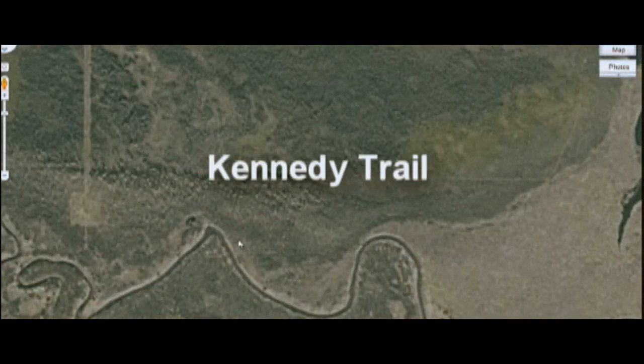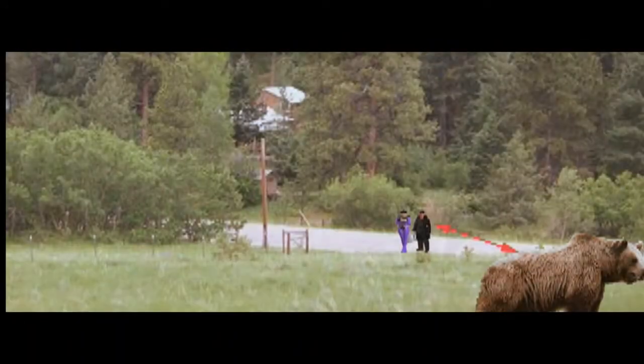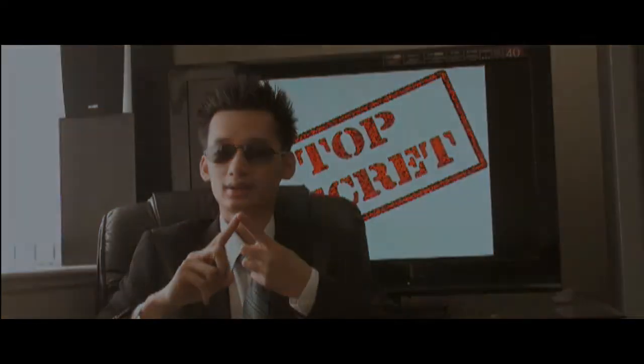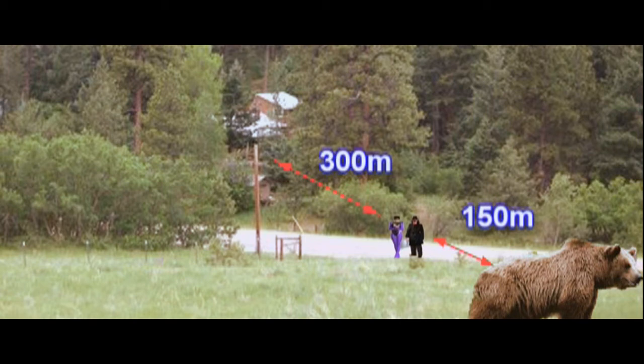Yesterday, at 1300 hours, we received a distress call from our two missing agents. Our two missing agents were on a secret mission in the Kennedy Trail when they spotted a bear staring at them 150 meters away. Now, stricken with fear, our agents only had 2 choices to make. Option 1, run away from the bear and hope that they can get to the nearest cabin, which is 300 meters away. Or option 2, play dead and hope that the bear will leave you alone. At this moment in time, we are unsure of which option our agents chose.